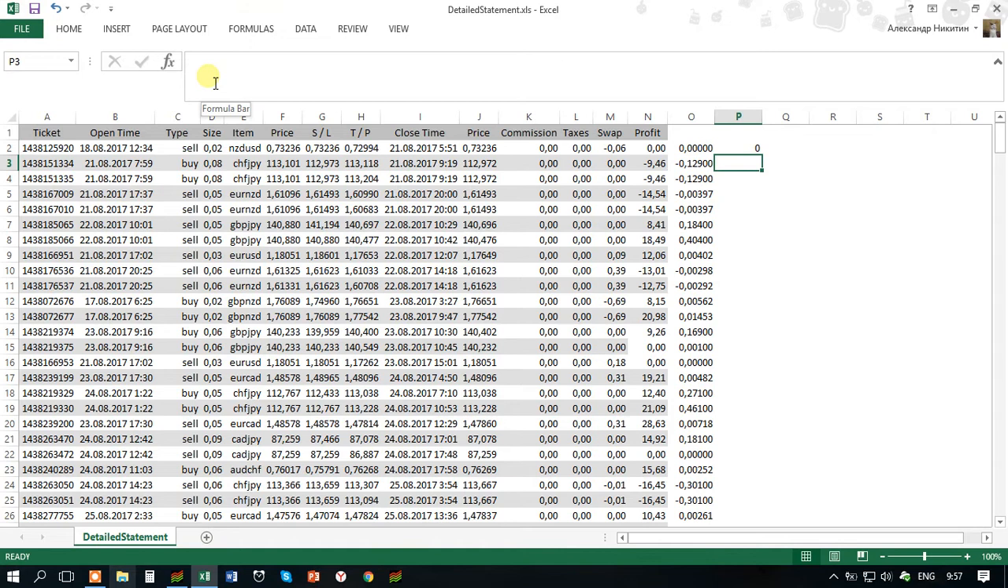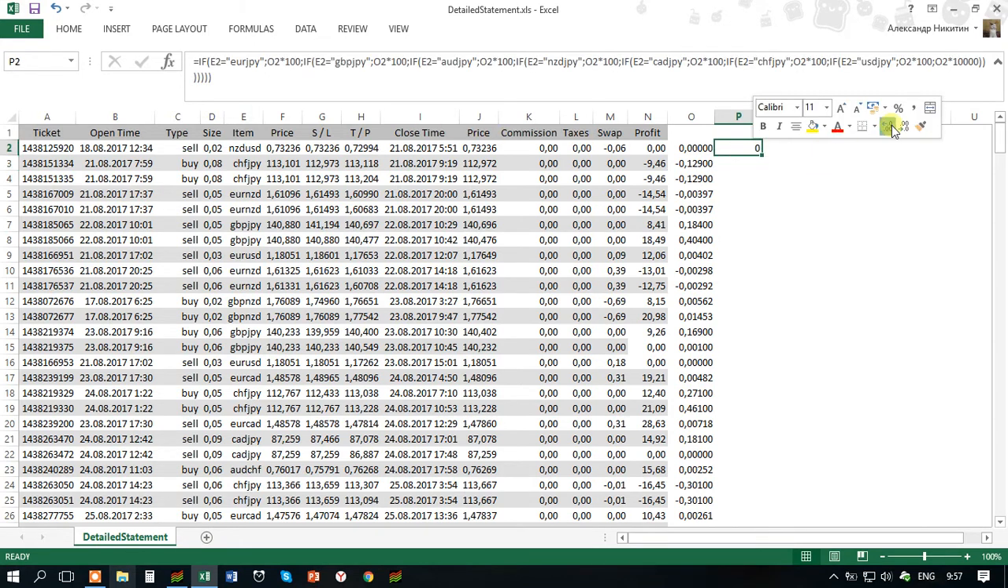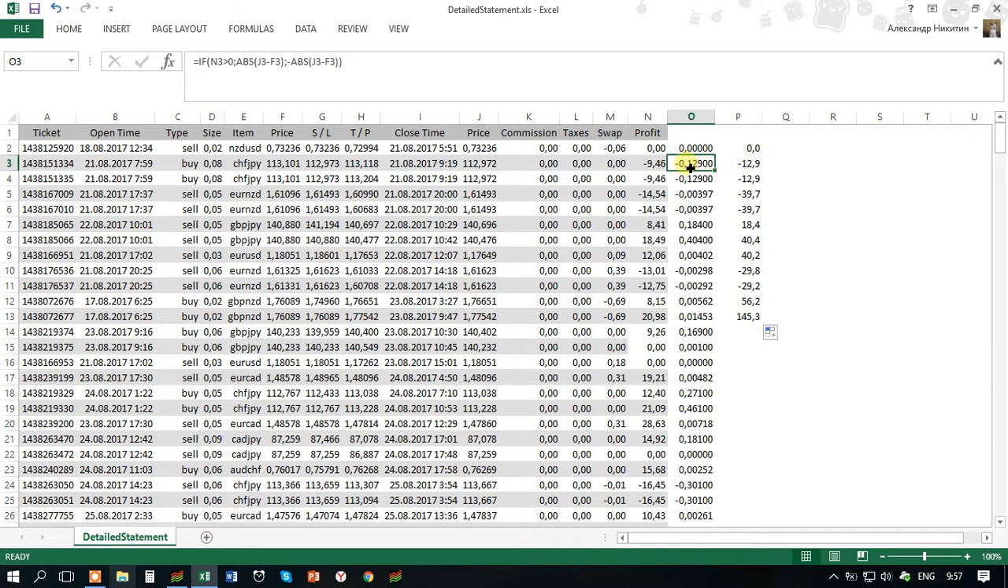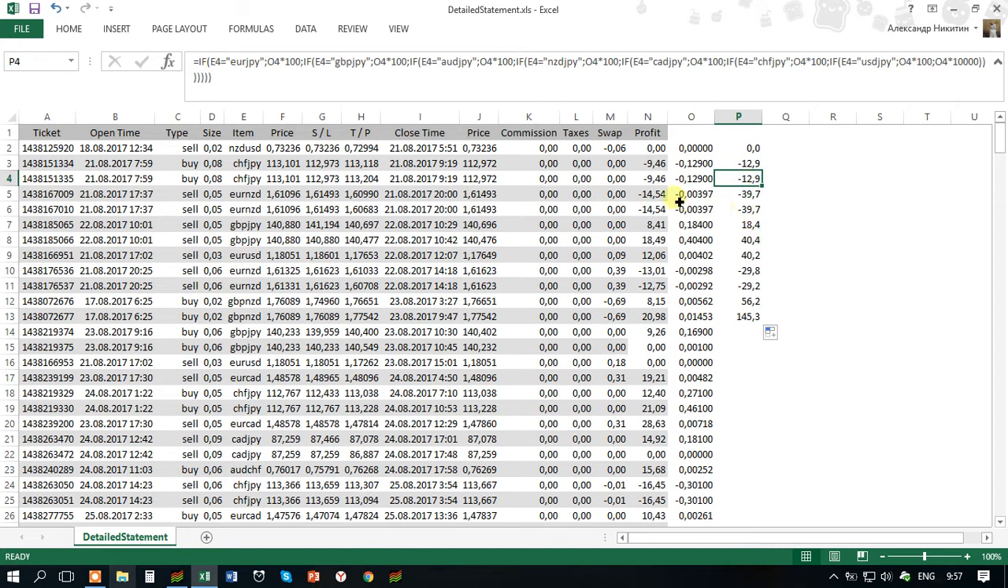And you can see the magic of this. Let me do it this way. Okay. If I stretch, it fills the same formula. And it calculates pips correctly. Not 129 pips, but 12.9. You see? Not 0.039 pips, but 39.7. You see? This is the amount of pips. Amount of pips calculated correctly this time.